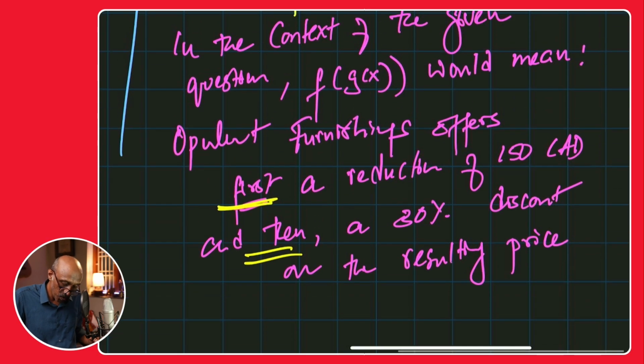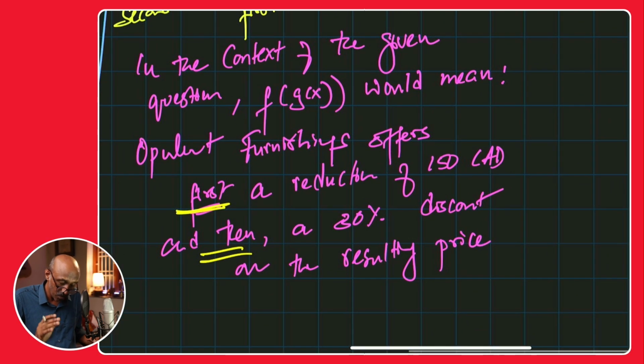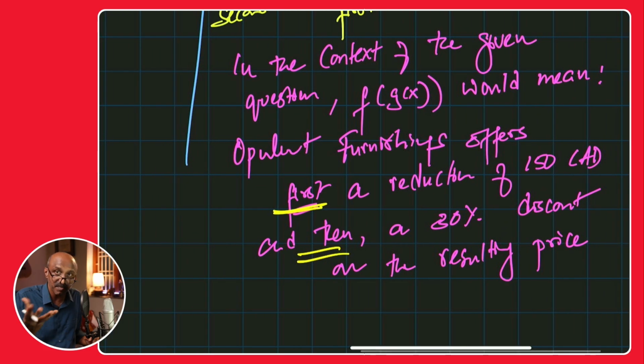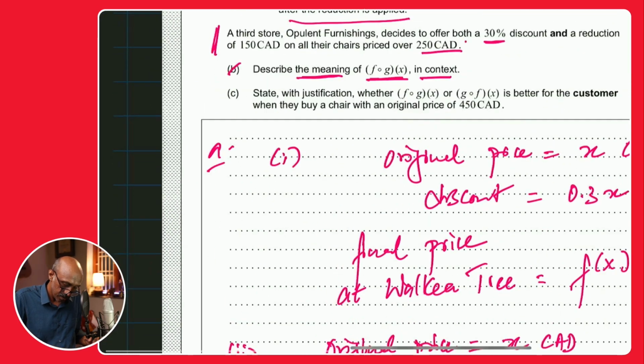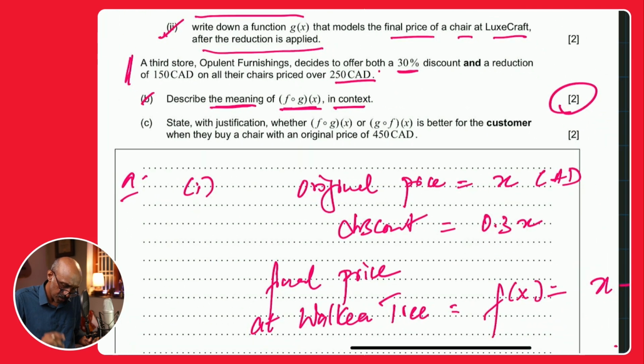So in your own words, if you're able to describe, that is good. And I've always said IB students must develop the habit of writing and explaining. It's a good habit. And in this case, describing the meaning, those are two key words, okay? First g and then f, okay? And in the context, that means in the words and the terms used in that question. Okay, now what's next? Part C.